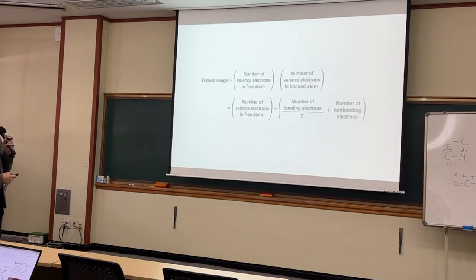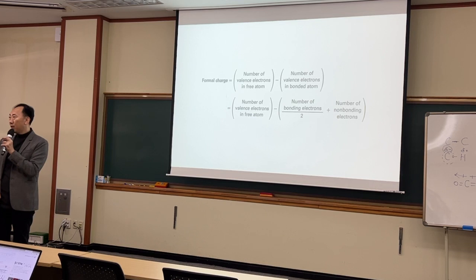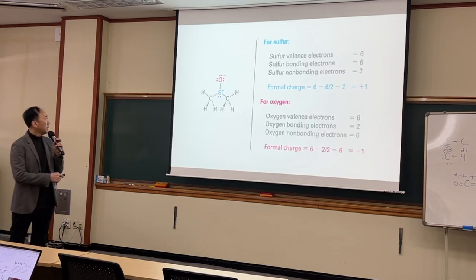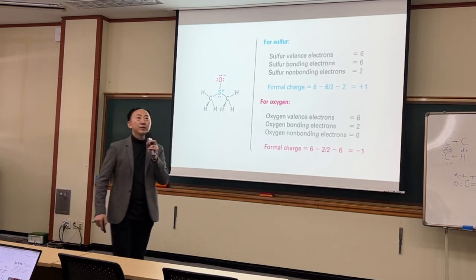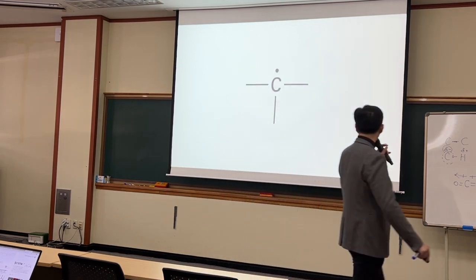공식은 이런 공식을 따르고. Original number of electrons and then real situation electron number. Then we can get these positive and negative numbers. Okay? This is the formal charge. Practice.